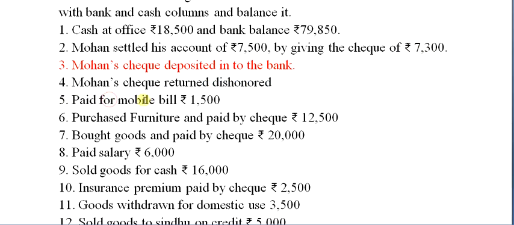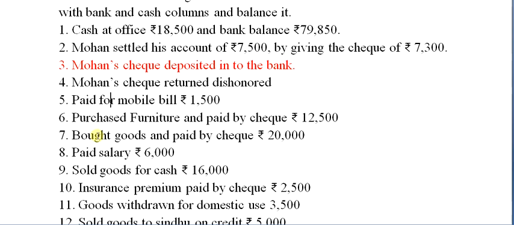Again, they have given paid for mobile bill rupees 1,500. When we pay the mobile bill, what happens? Our cash balance reduces. So that should be taken under the credit side. Again, sixth point, purchased furniture and paid by check rupees 12,500. When we are purchasing the furniture, our bank balance reduces because we are purchasing through check here.